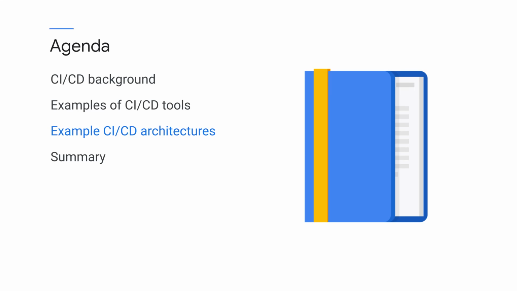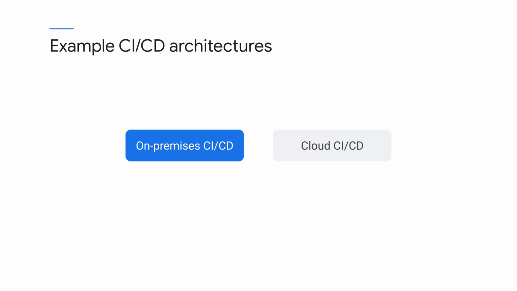Now that you understand what CI/CD is and what common tools are used in CI/CD pipelines, let's look at some examples of CI/CD in different environments. In each of these examples, we'll look at a Kubernetes environment using CI/CD. The first example we'll have a look at is having the entire pipeline on premises.